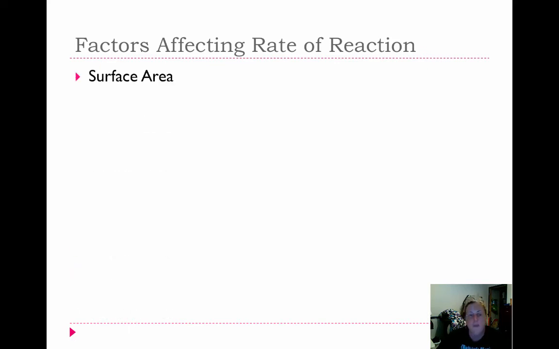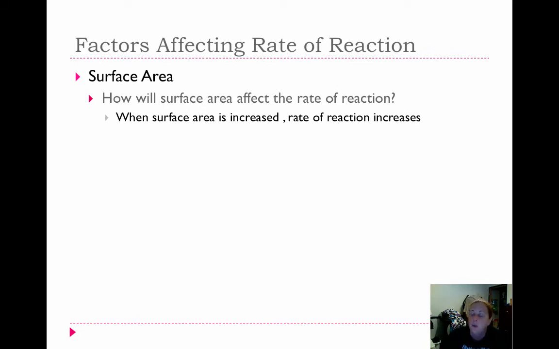Surface area. If you have something that is a whole particle, like a whole sugar cube, or if you crush the sugar cube, which one will react faster? You increase surface area when you expose more of the reactant to the environment. A smashed sugar cube will have more surface area exposed than a whole sugar cube. Which one will react faster? Surface area, when it's increased, increases the rate of reaction.